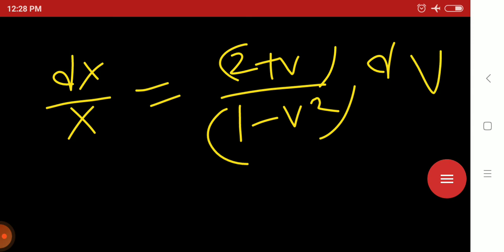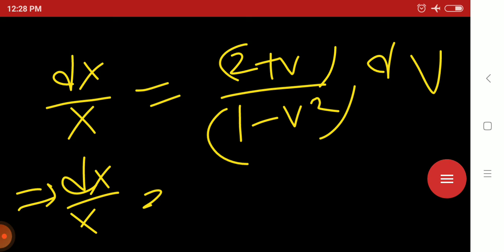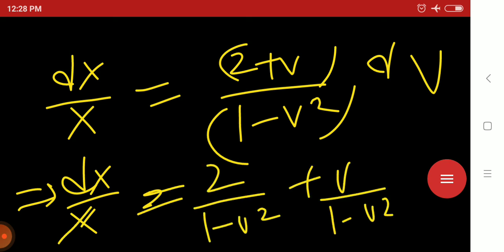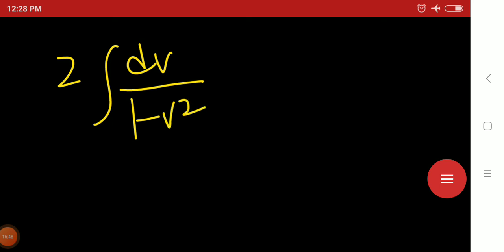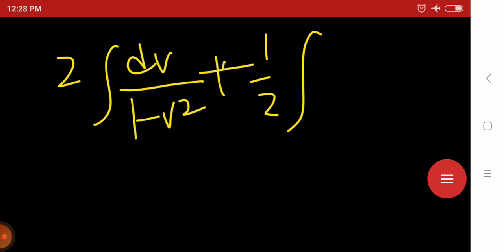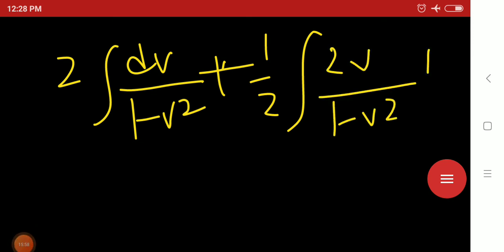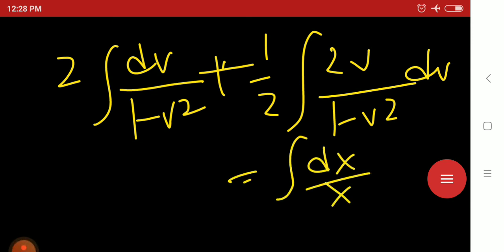Now, dx by x equals, we can write, 2 by 1 minus v square plus v by 1 minus v square into dv. Now integrate it. By integration, what will we get? We will get 2 into integration dv by 1 minus v square plus, you can write it in such a form, v by 1 minus v square. So you can write half into 2v, half into 2v by 1 minus v square into dv equals integration dx by x.